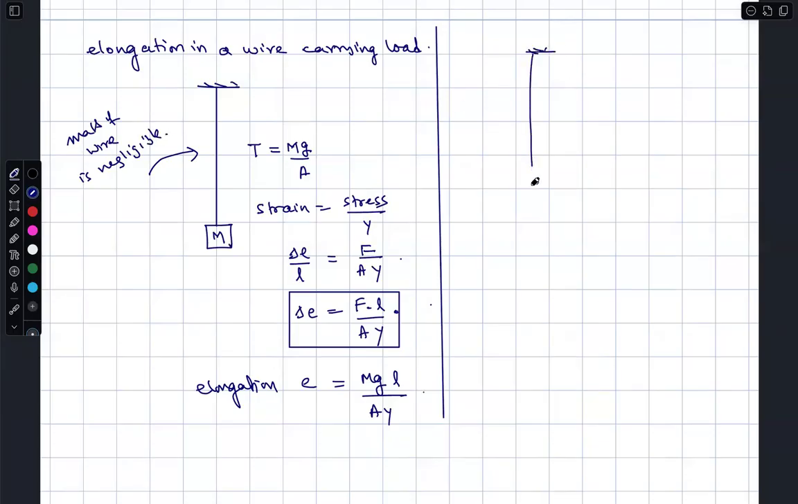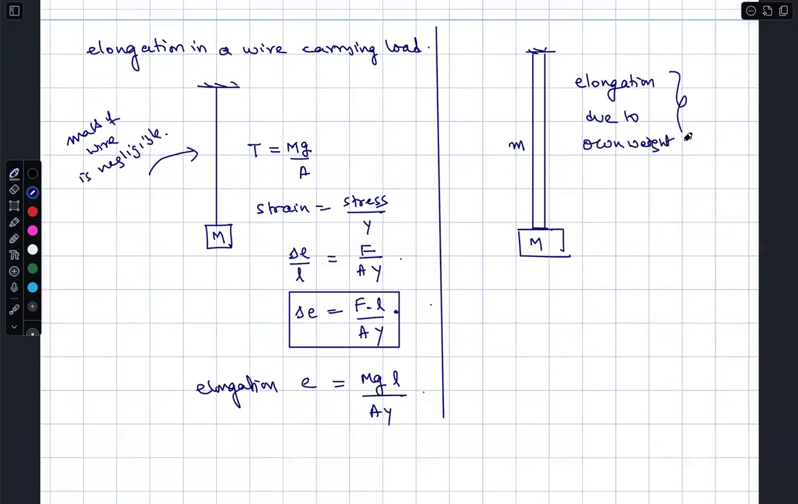What if it is a rope of mass small m carrying a load M? Yesterday only I have derived the elongation due to its own weight, which can be given as: elongation due to own weight is mgL by 2AY.